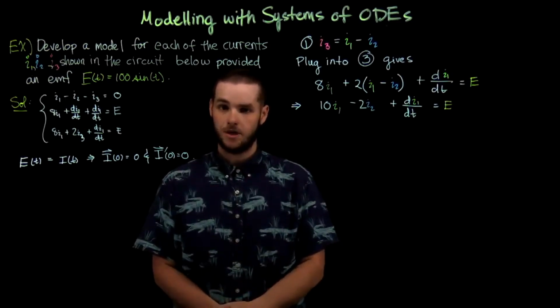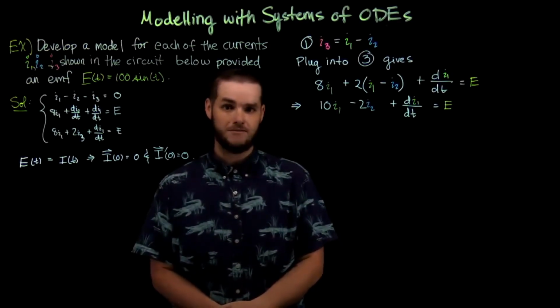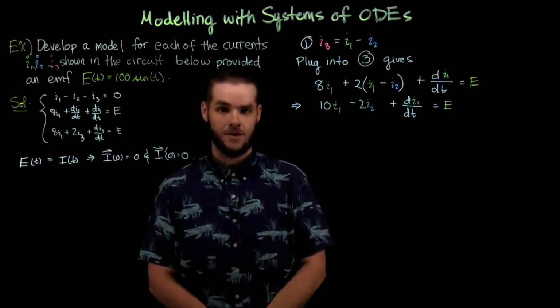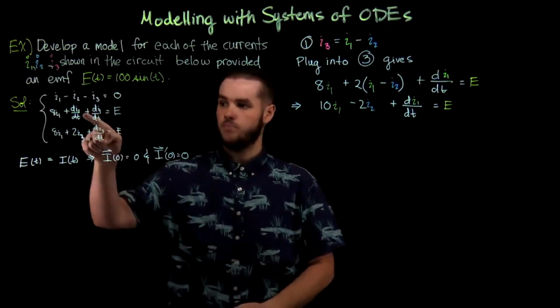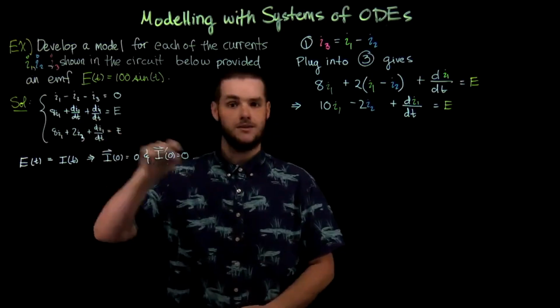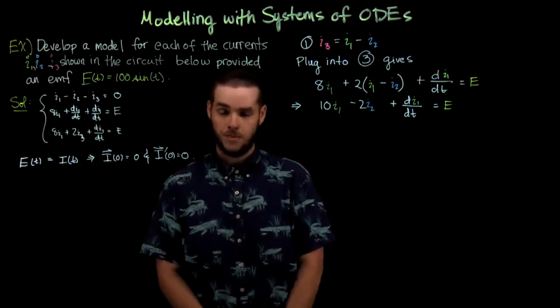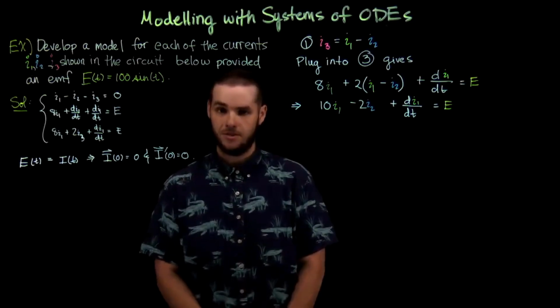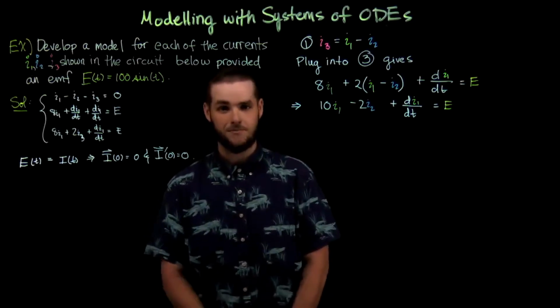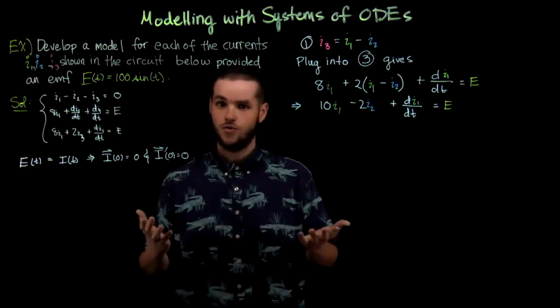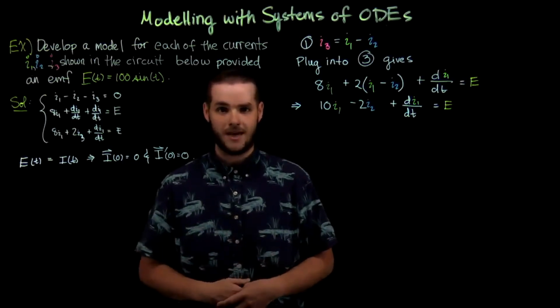I3 only showed up in equation 3. When I plug it in, I now have 10I1 minus 2I2 plus dI2/dt equals E. You'll now notice that both equation 2 and 3 are only in terms of I1 and I2. So I have reduced my 3x3 system into a 2x2 system, but it's now a system of differential equations. So let me clean up the board and I'll rewrite that system.